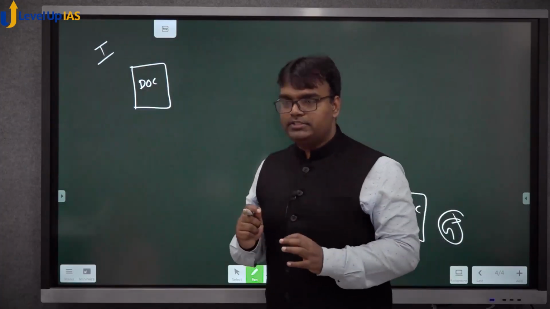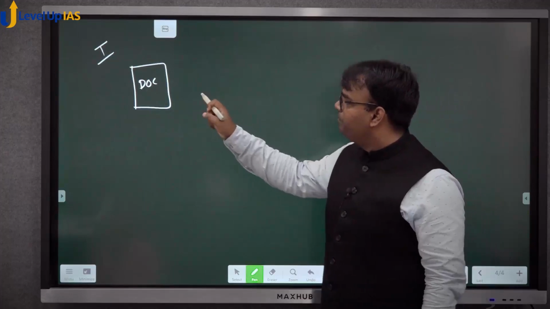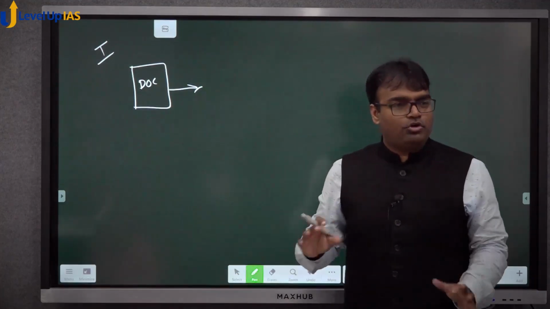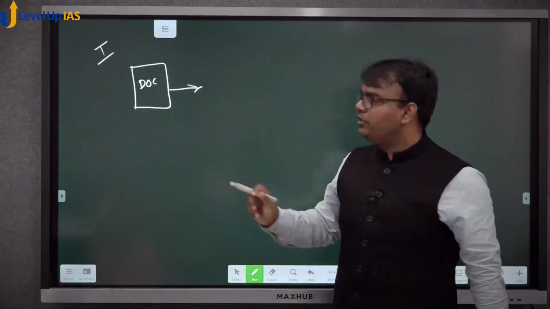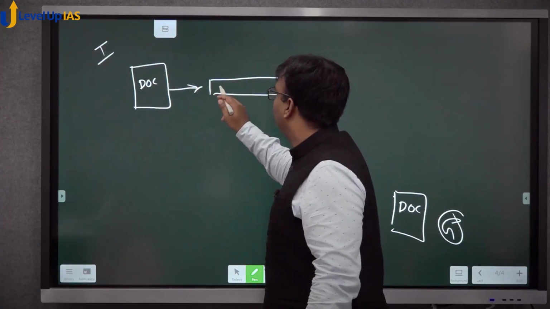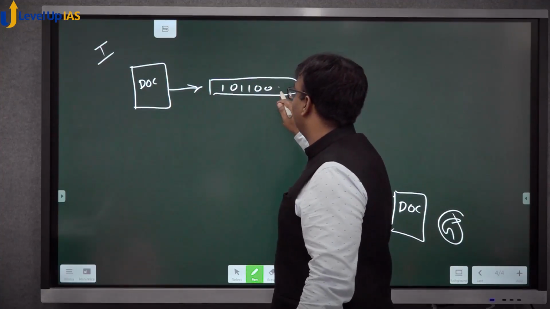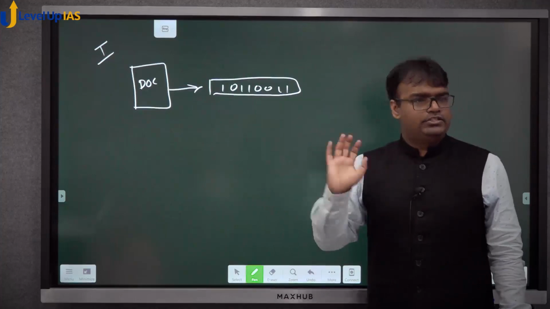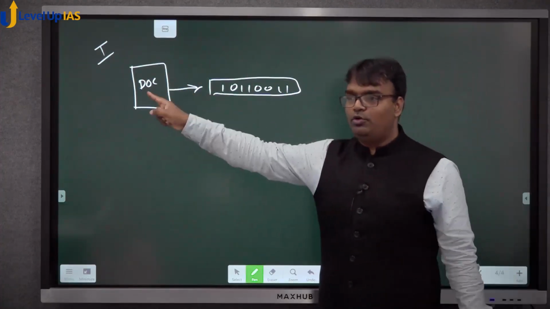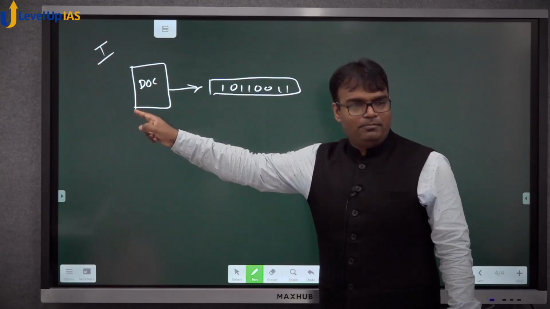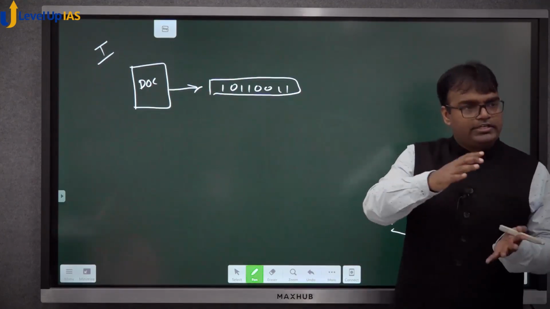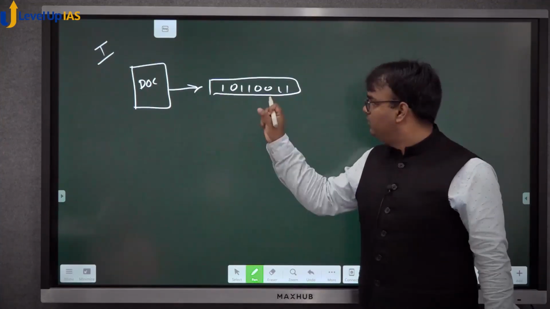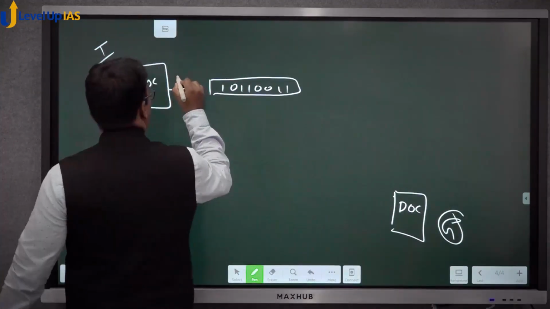So first, in digital signature, we convert this document into a one-way hash. That is, this digital data we convert into a small code, like 10110011. It's a one-way code. Whenever you have exactly the same data, you will get this code only. From this code, you cannot derive the whole data. But this data will give you this code. This data can be converted into this code. First, we derive this hash using a hashing algorithm.